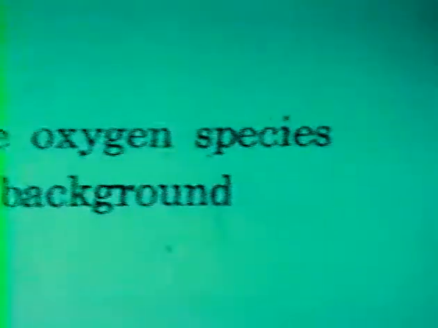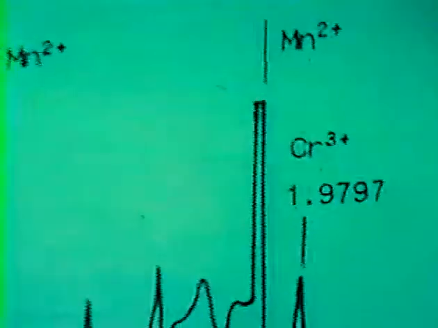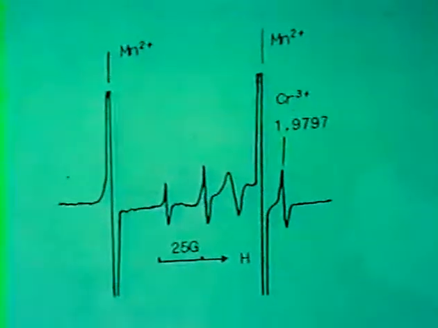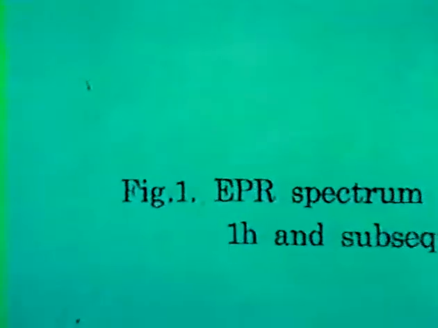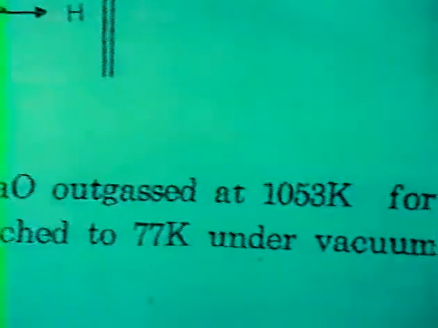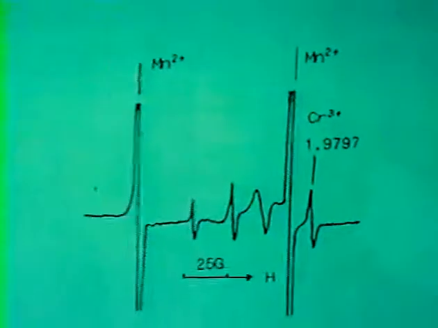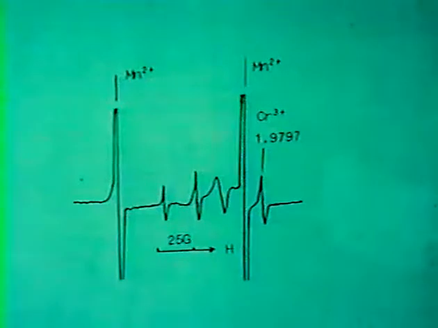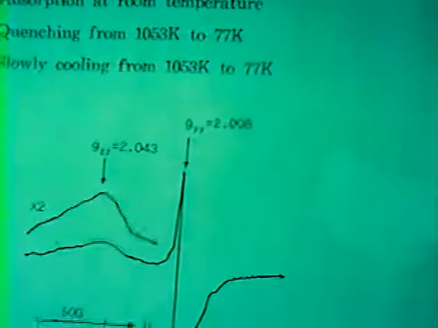First, the characterization of surface oxygen species. This is the EPR spectrum of the catalyst outgassed at 1,053 K for 1 hour, and subsequently quenched to 77 K under vacuum. These peaks are the paramagnetic impurities contained in the sample because they kept constant, no change before and after the adsorption of oxygen. We extract them from the EPR spectrum as a background.